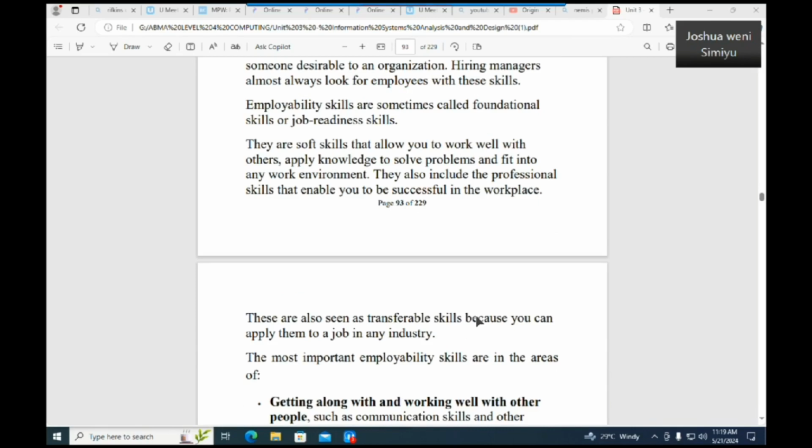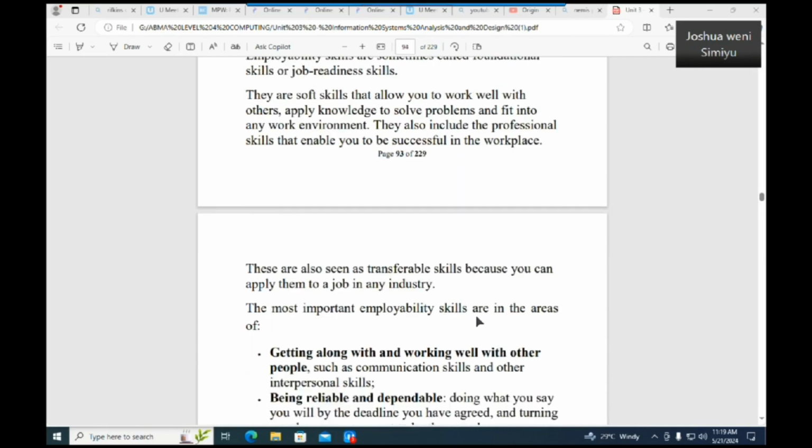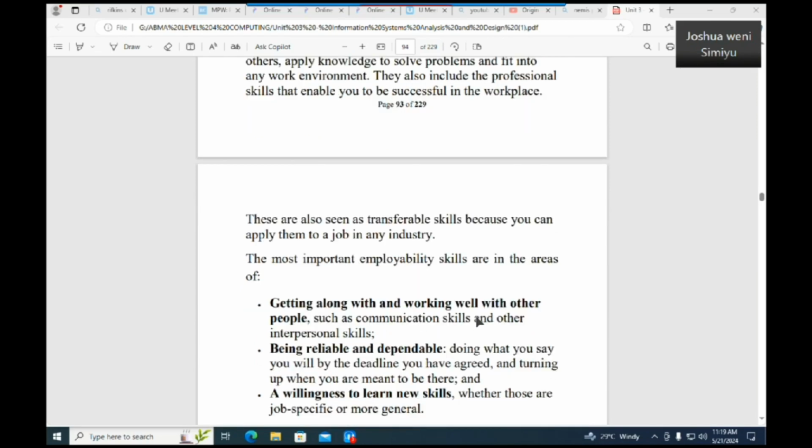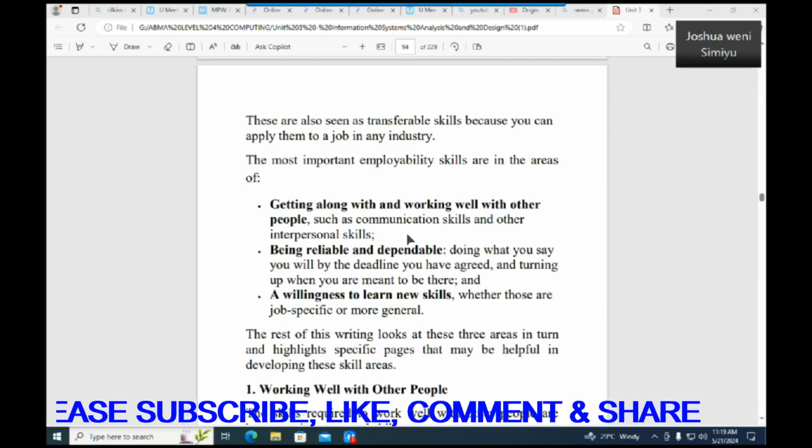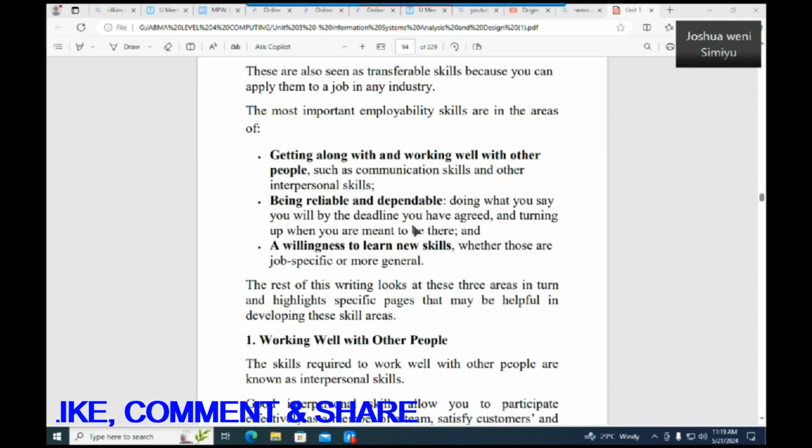They are soft skills that are going to help you to work well with other people. They're going to help you to apply knowledge to solve problems. They're going to help you to be compatible and fit in any work environment. So you have professional skills that are going to enable you to become successful in the workplace. We normally consider them transferable skills because they are applicable in any type of job.